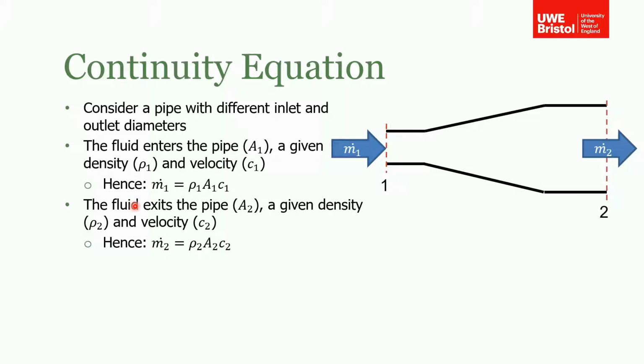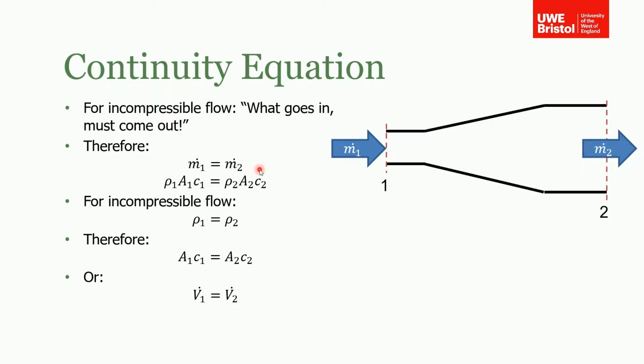So it has a given density and velocity at the exit. So the mass flow rate at the exit, or the mass flow rate at plane 2, is equal to rho A C at the conditions relating to the exit conditions. But for incompressible flow, you can basically say what goes in must come out, okay?